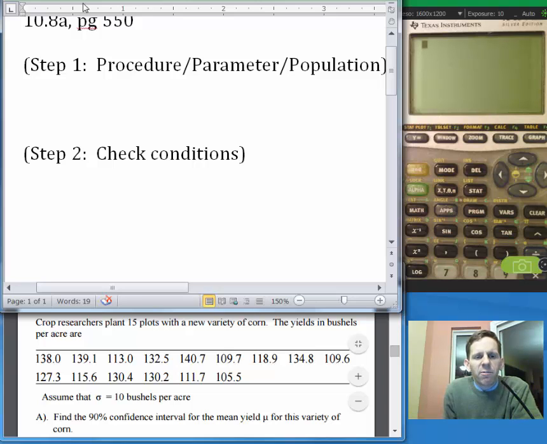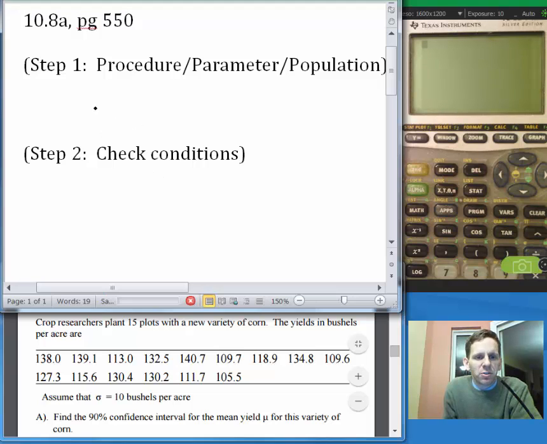This is problem 10.8a from page 550 from your homework from last night. This is the long way problem, and I wanted to take you through the steps so you can check your answers. This is a problem where we're supposed to find a 90% confidence interval for the mean yield mu. Since we know what sigma is in this problem, it's appropriate to use the one sample z interval.